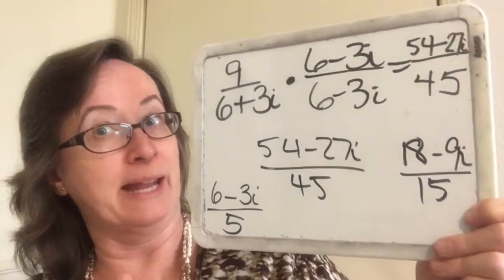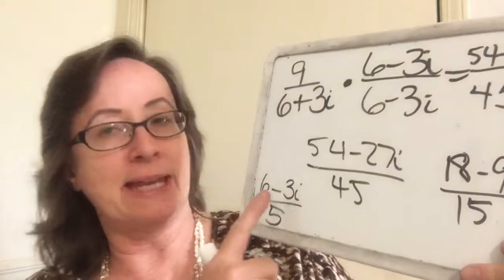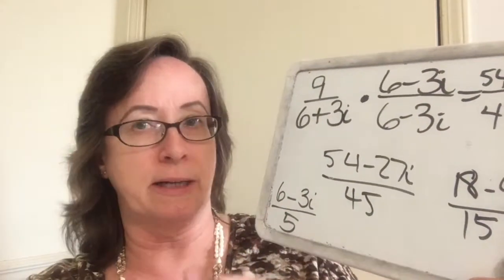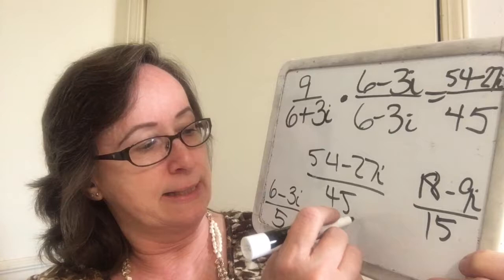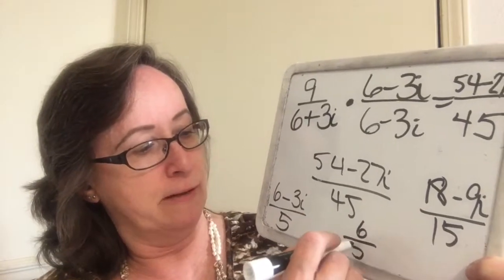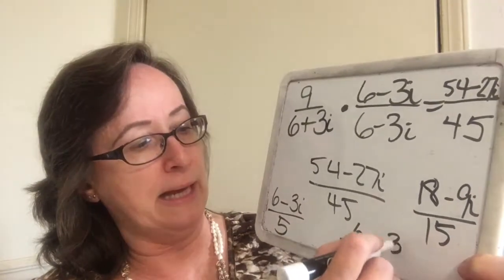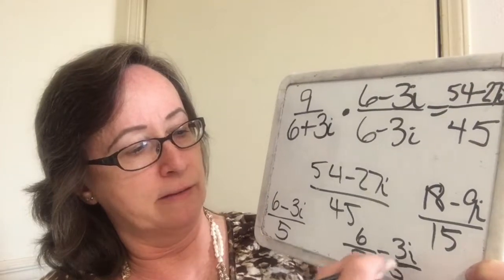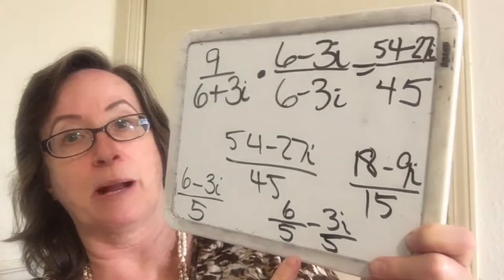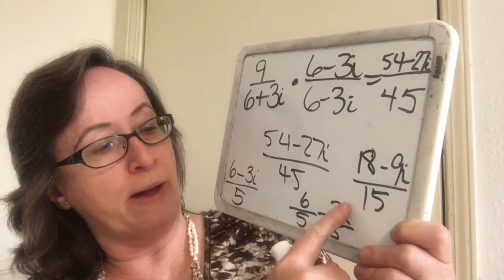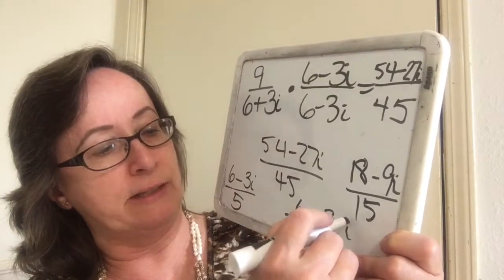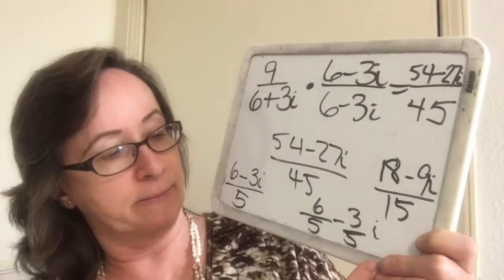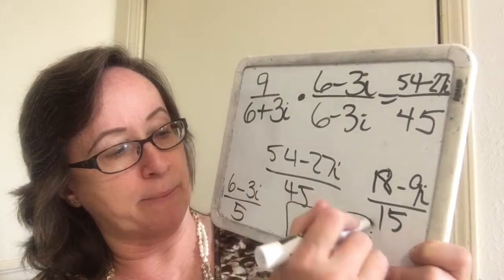But I have to do one more thing, and that is to always separate my real part and my imaginary part. So 6 over 5 minus 3i over 5. And now I have it in the proper form. Whether I put the i there or usually I stick it out to the side here, this is my proper form.